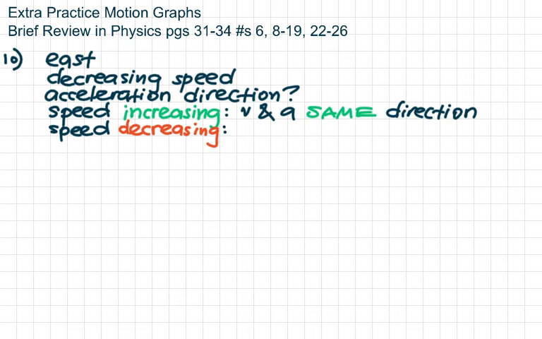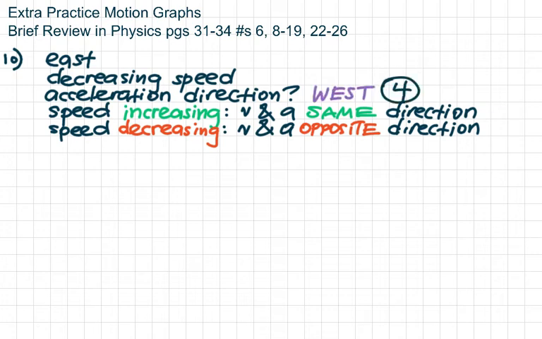And if your speed is decreasing, then your velocity and your acceleration are in the opposite direction. So that's the rule of thumb. So let's get back. It said that our object was traveling east, but its speed was decreasing. It was slowing down. So that means the acceleration is against the direction of motion, not with the direction of motion. So slowing down, going east, the acceleration must therefore be west.